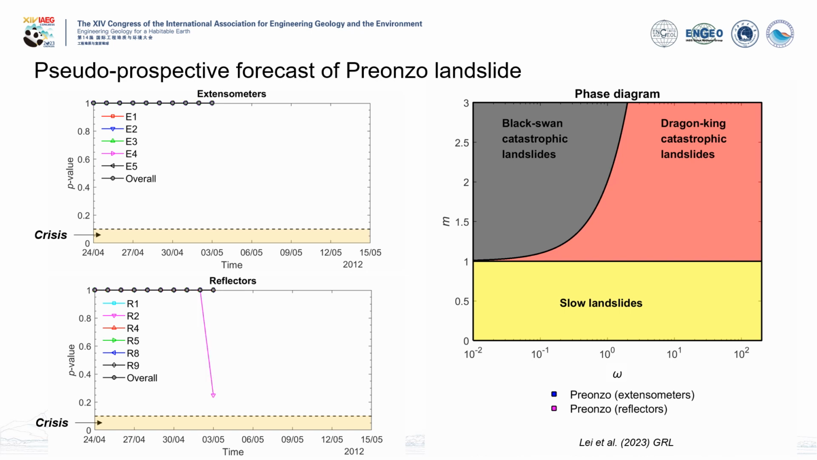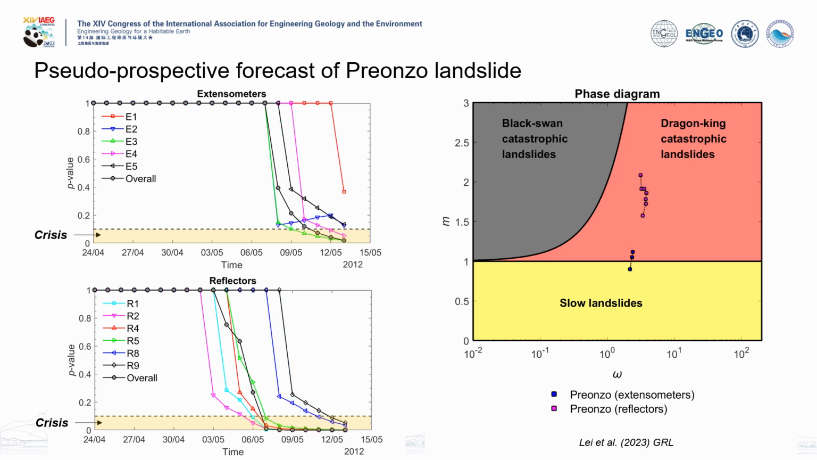Now let's look at the prediction results of the Priando landslide. You can see that about 1 week to 10 days before the failure, there is a systematic decline of p-values, which clearly indicates that the slope has transitioned into a crisis. Then on the phase diagram, we can also see this landslide evolved into the dragon king regime. So you can see that by using my method, I could predict the failure of the Priando landslide almost 1 week beforehand.